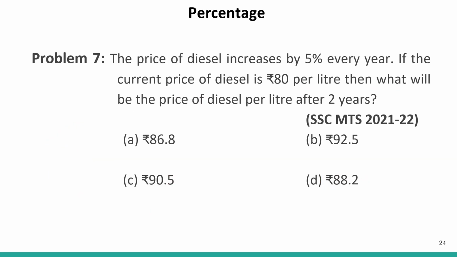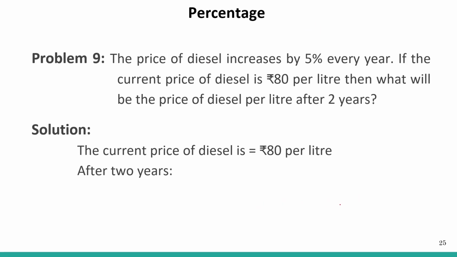The price of diesel increases 5% every year. If the current price of diesel is 80 rupees per liter, then what will be the price of diesel per liter after 2 years? Given that the price of diesel increases by 5% every year.